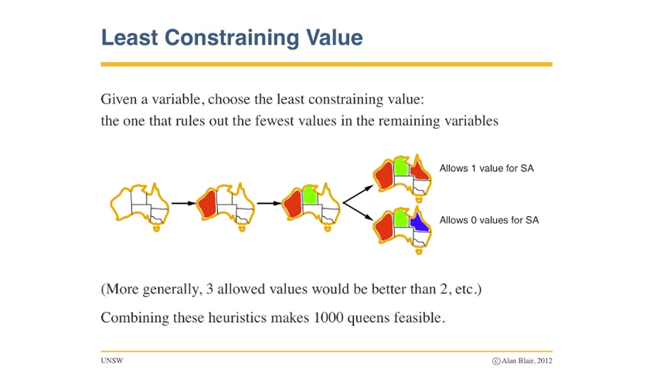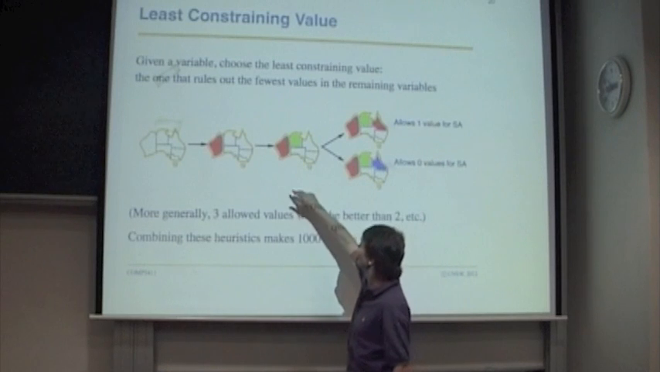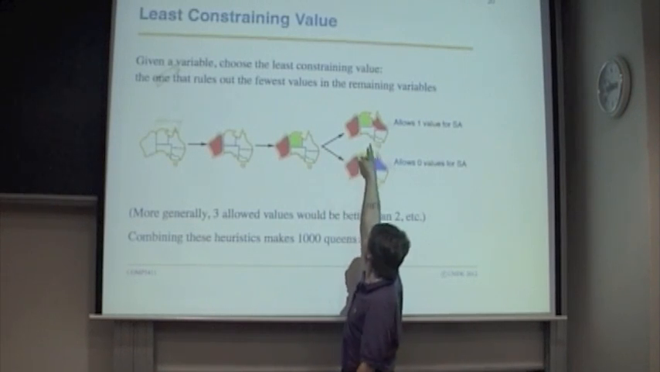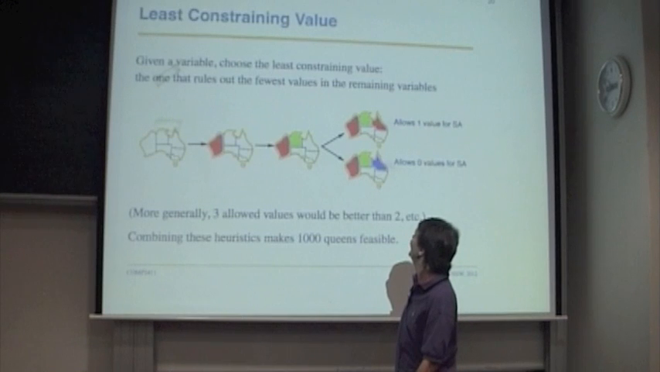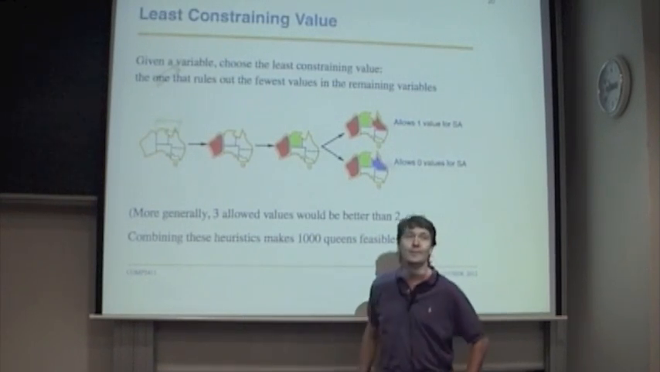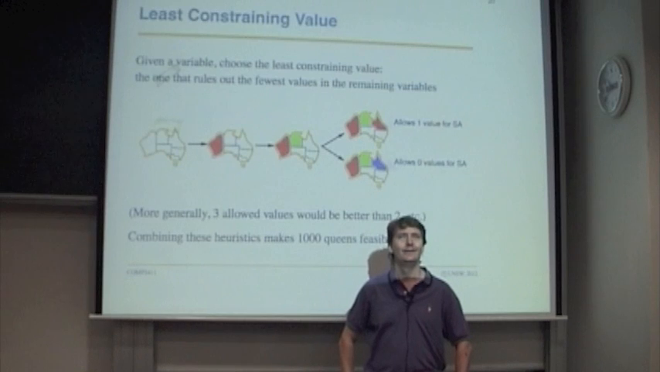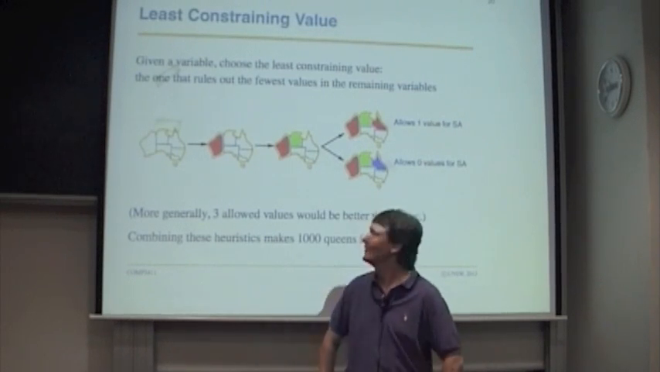That was to choose which variable to assign next. But now there's the question, what value should I assign to that variable? I've assigned WA and the Northern Territory. I'm going to do Queensland next. I can choose either red or blue. Which one would be better? Who says red? Who says blue? Why red? South Australia, yeah.